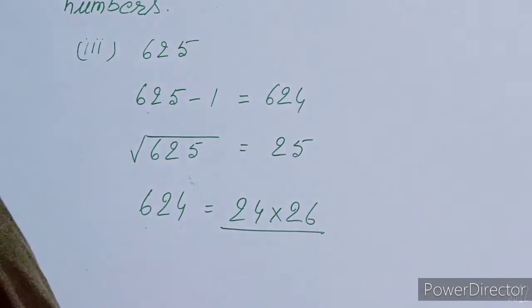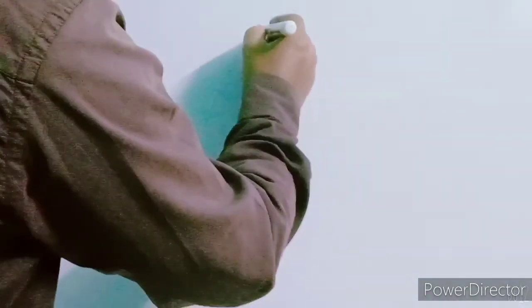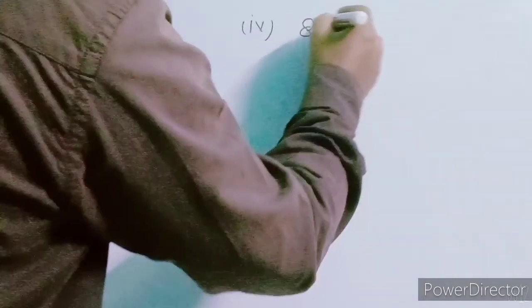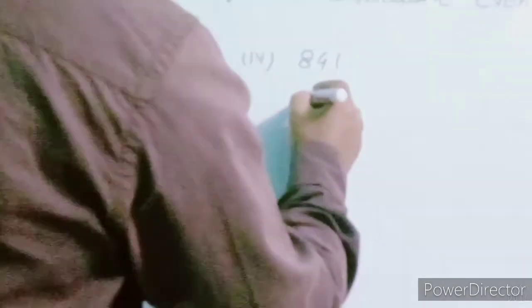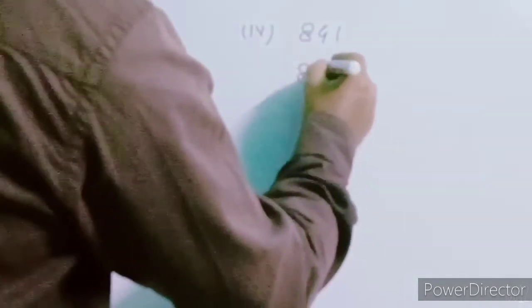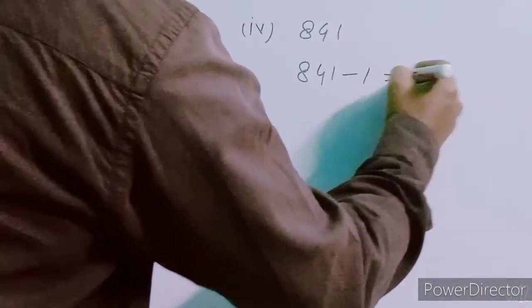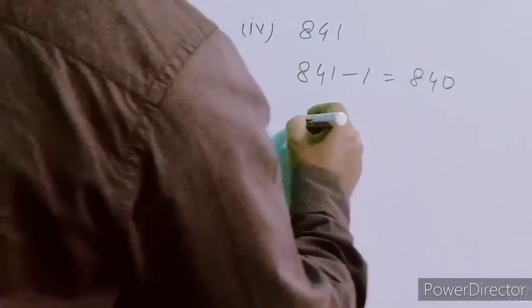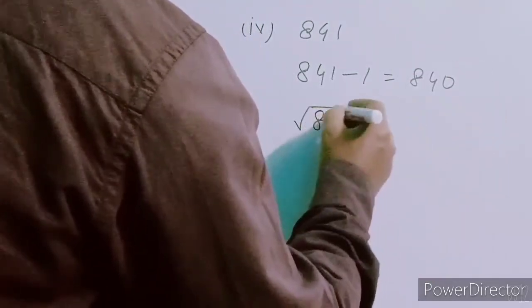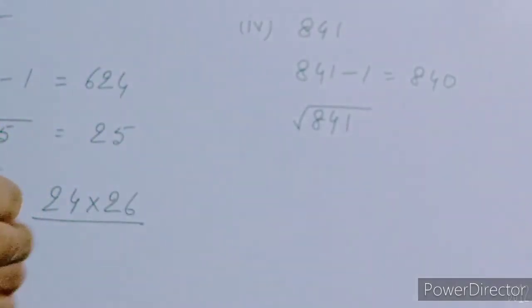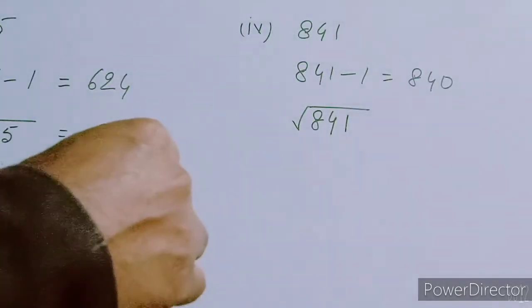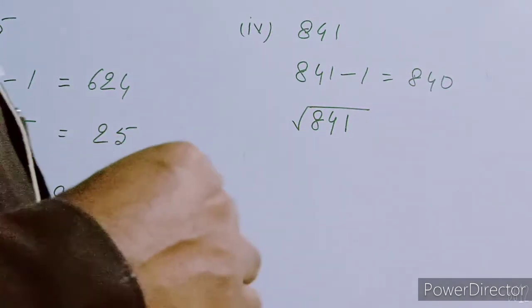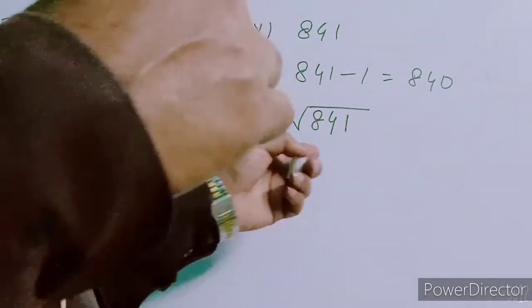Again, our question number 4. The number is 841. As per the question, you subtract 1 from the given number and you get 840. Now you find the square root of 841. We know 30 into 30 equal to 900. So 841 may be 29 into 29.